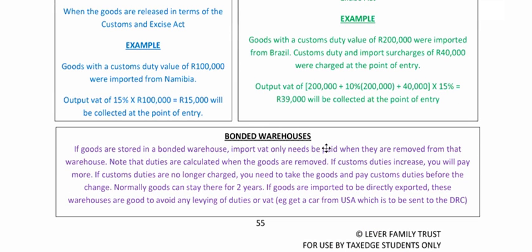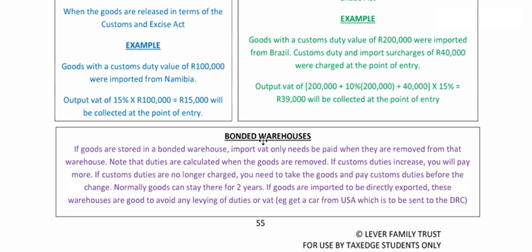Just one or two things with timing. There's a concept called a bonded warehouse. You guys can read through what's there in purple. But basically what happens with the bonded warehouse is if you don't want to pay the customs duty and the import duty now, you can put it into a bonded warehouse, usually for a period of up to 2 years, and you'll only pay the import duty and the customs duty when it's taken out of that bonded warehouse.